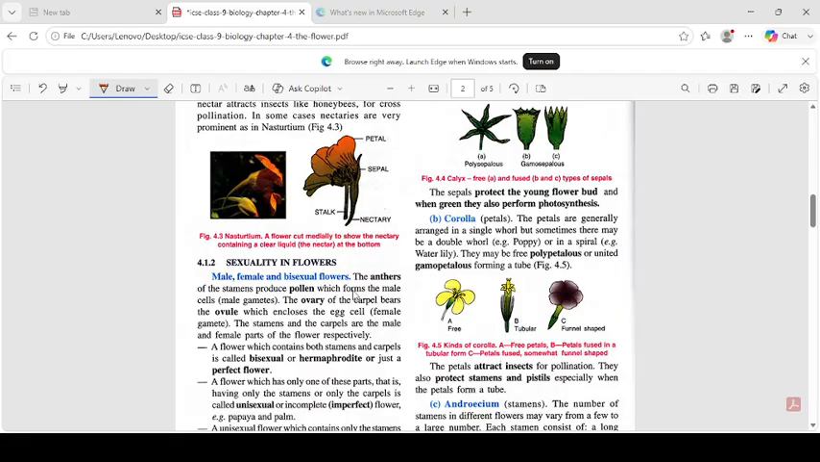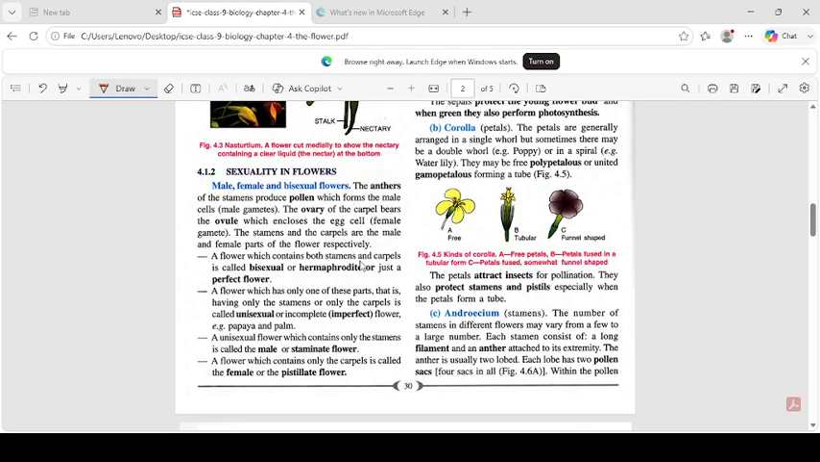Now let's move with the sexuality in the flowers. So as we know, even in case of plants, there are two options, male and female flowers, male and female parts. So the male part is called stamen, men is there, so stamen, and the female part is called carpel. If this male and female part is present in the same flower, then that flower is called bisexual, hermaphrodite, or it is called the perfect flower.